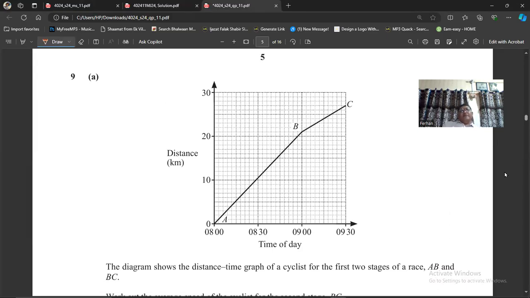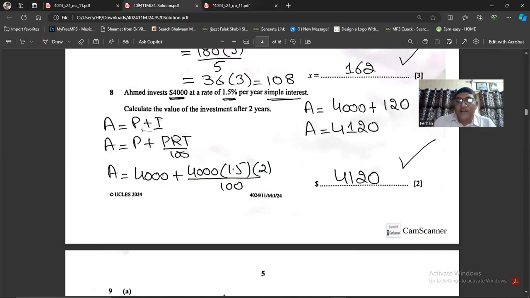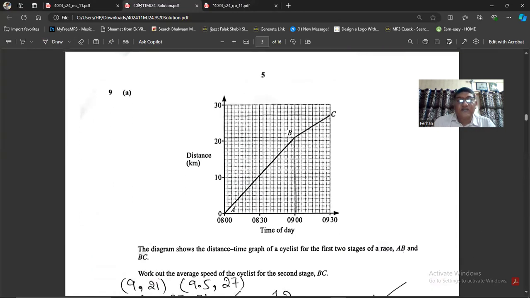So if you look here, what is the value at this point? He is at a distance of 21 kilometers here. And when the time is 9:30, he has covered the distance 27. So from 27, I will subtract 21 and divide by the half hour. From 9 to 9:30, it is 0.5 hour. So 30 minutes means 0.5 hours, 1 by 2 hours.